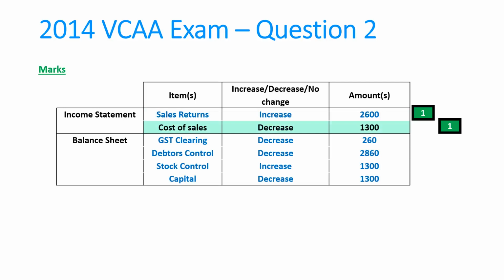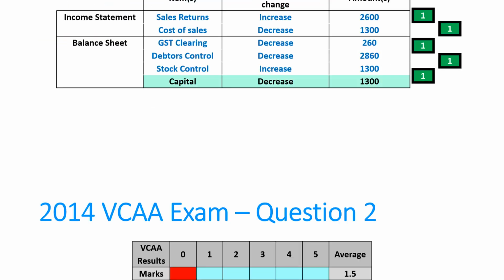So looking at what the rest of the marks were for, we had 1 mark for the sales return, we had 1 mark for the cost of sales in the income statement, then we had 1 mark for GST and debtors control together, so you couldn't get the full mark without both of those, 1 mark for stock control, and then the toughest mark, which was the 1 mark for capital going down by $1,300.